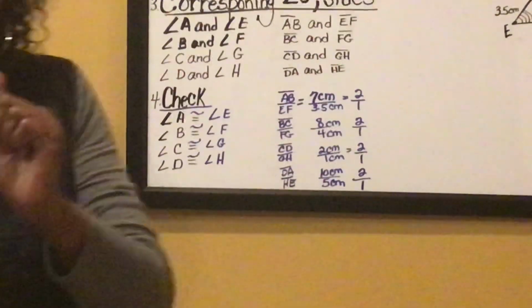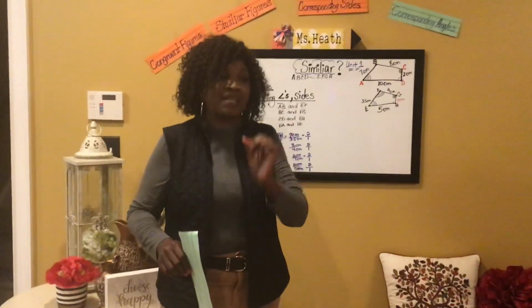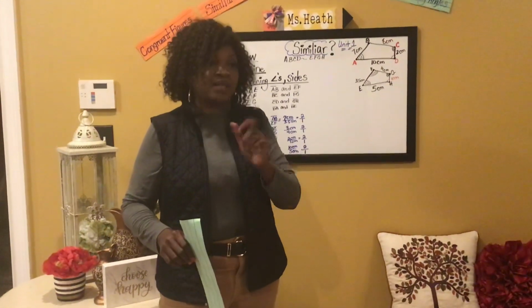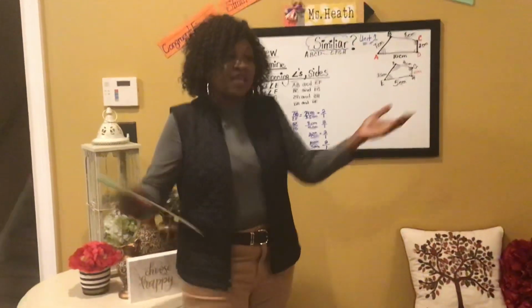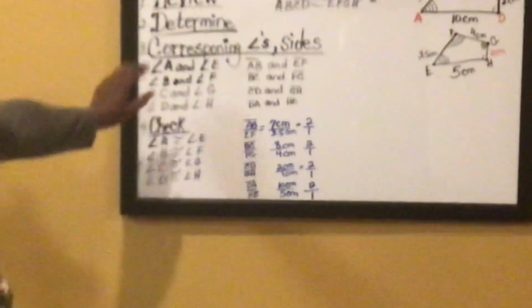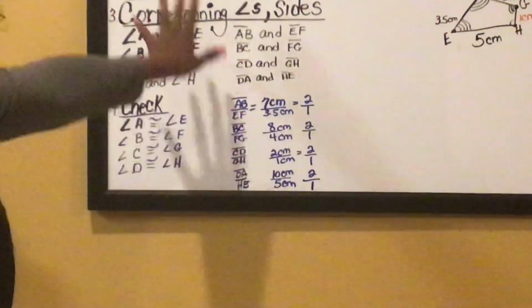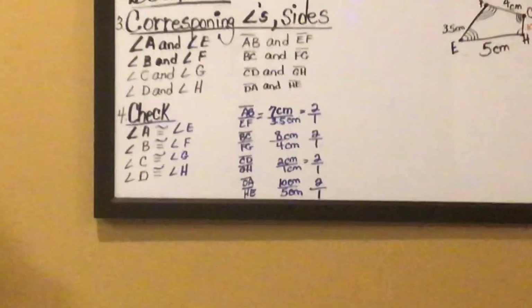Now remember, in order for these two figures to be similar, all pairs of corresponding angles must be congruent, and all pairs of corresponding sides must be proportional. Their ratios must be the same. So let's go ahead and do that check now. Let's take a look at number 4. Remember, corresponding angles, corresponding sides, and then we're going to check our work for accuracy.